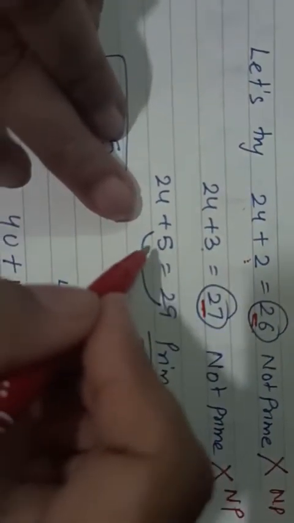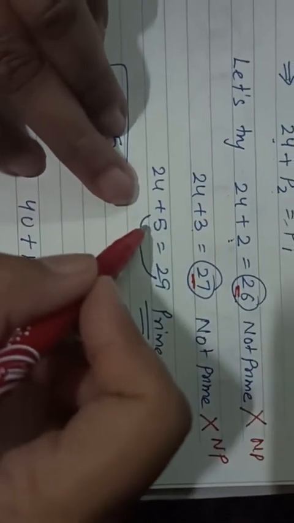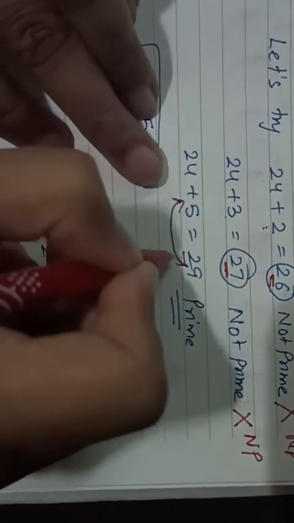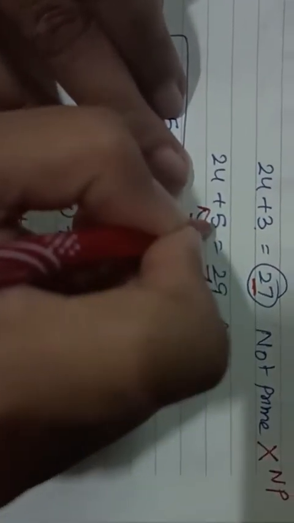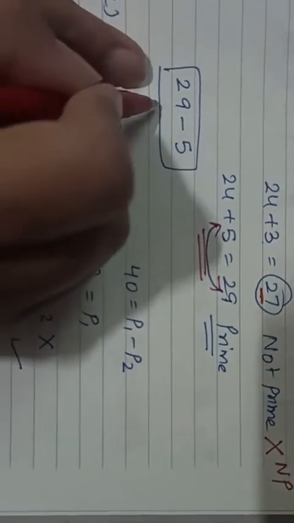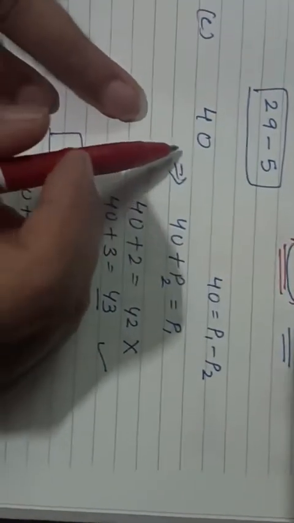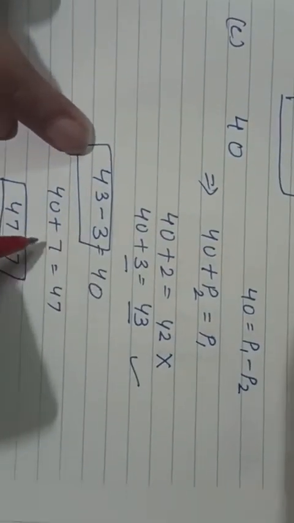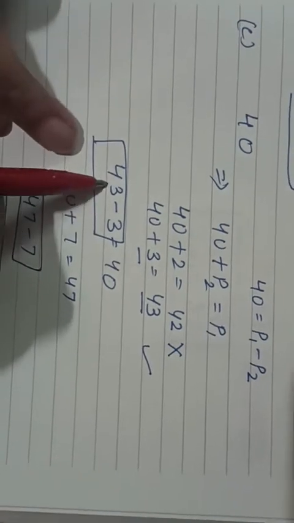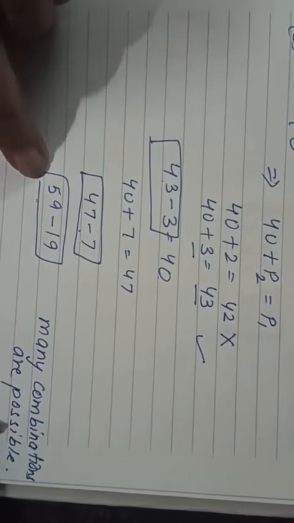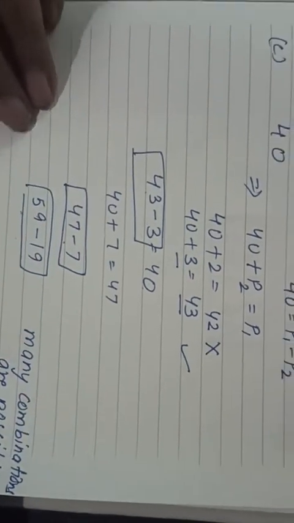So let's try with the next prime number. 24 plus 5 gives you 29. This means when I find the difference of 29 and 5, I will get 24. So my correct answer is 29 minus 5. Similarly, I'll try it for 40. And we have various combinations, like 43 minus 3 is 40, 47 minus 7 is again 40, 59 minus 19 is again 40. So there are many combinations which are possible. You may try for that.